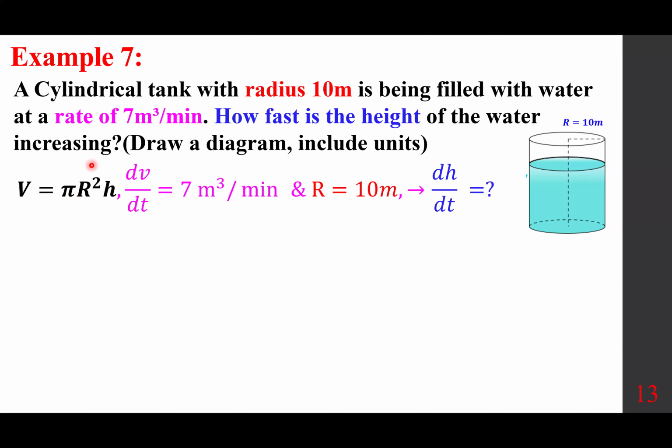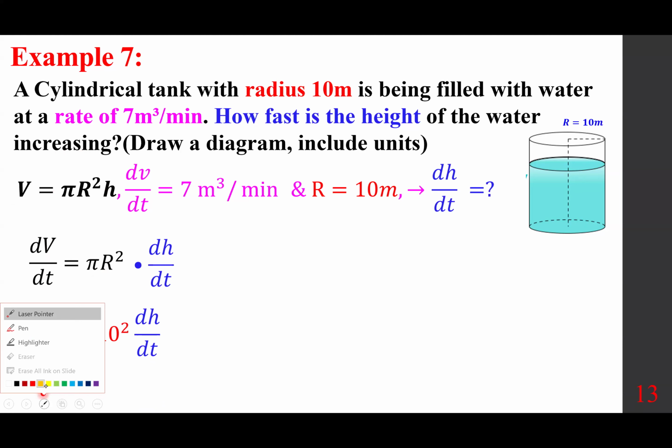So dV/dt is pi r squared times dh/dt. dV/dt is pi r squared times, now h is a variable, dh/dt. dV/dt can be replaced by 7. Capital R can be replaced by 10, and you can do that in the beginning. So I will show that way too. So obviously this is 100 pi. So divide by 100 pi. dh/dt is 7 divided by 100 pi.